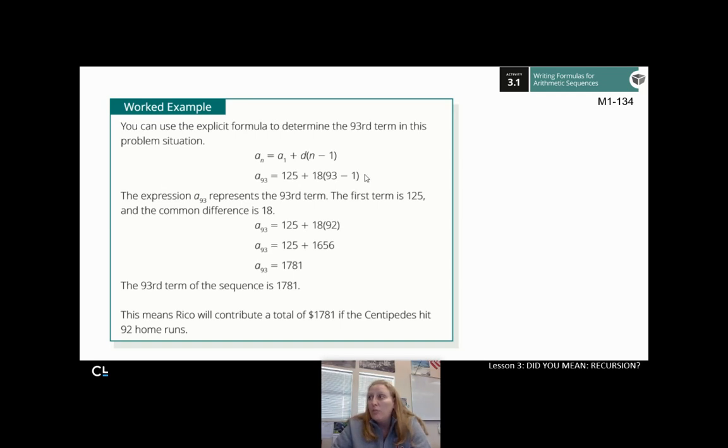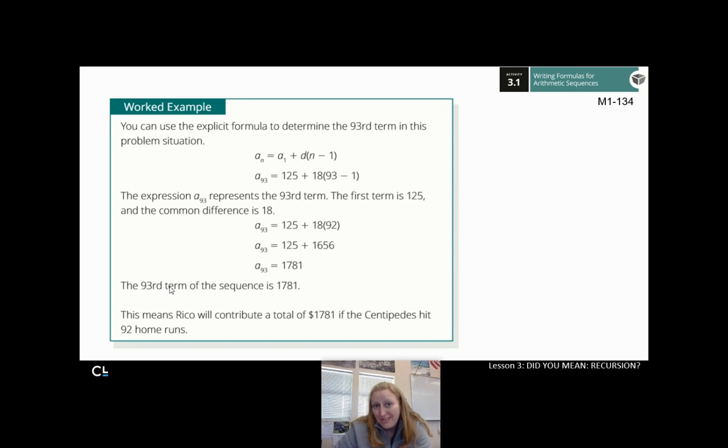Please remember your order of operations. Make sure you take care of these parentheses first. 93 minus 1 is, of course, 92. Also remember that with our order of operations, our PEMDAS, you need to multiply before you add. So I grabbed a calculator. 18 times 92 gave me 1,656. And yes, I used a calculator. Holy crud, use a calculator. And then, of course, if I add that to 125, I get 1,781.